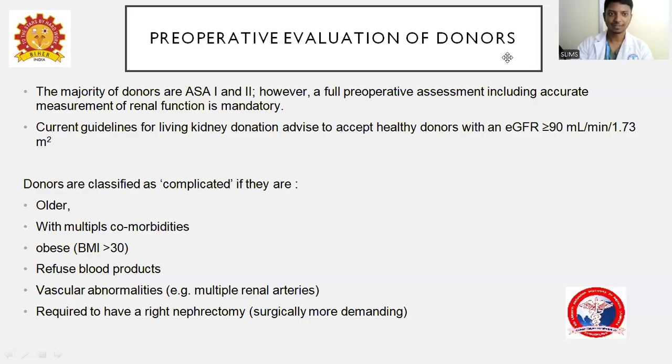Pre-op evaluation of donors. The majority of donors are usually ASA 1 and 2. However, full preoperative assessment, including accurate measurement of renal function, is mandatory. Current guidelines for living kidney donation advise accepting healthy donors with an eGFR more than 90 ml per minute per 1.73 meters squared. Donors are classified as complicated if they are older with multiple comorbidities, if they are obese with BMI more than 30, if they refuse blood products, if there are any vascular abnormalities, and require a right nephrectomy, which is surgically more demanding.